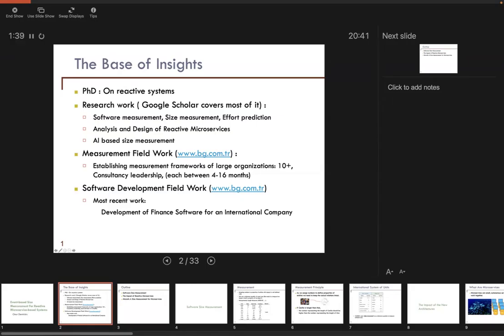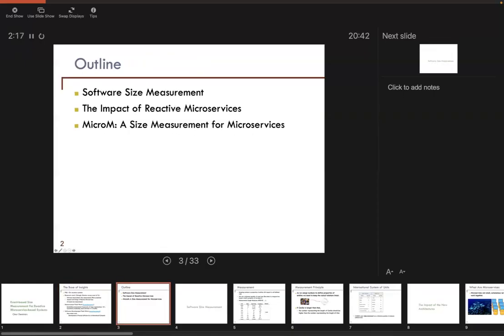We also work on AI-based size measurement. Together with the research work, we work on measurement in the field. So we work with large organizations mostly to create their measurement infrastructures. And then we also do software development together in the company that I am a shareholder. So I measure things, I research on software measurement, and then I put this expertise in the field, applying it on a software development company.